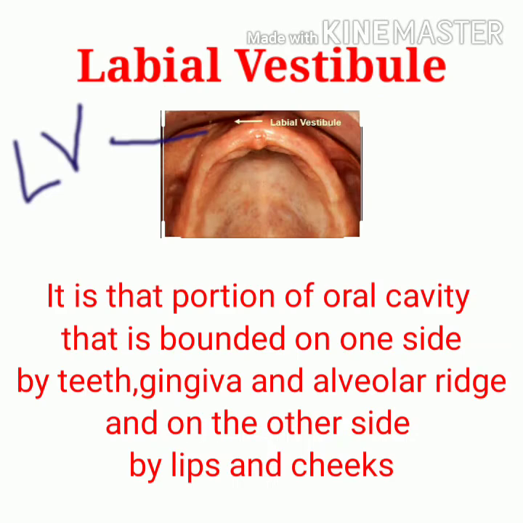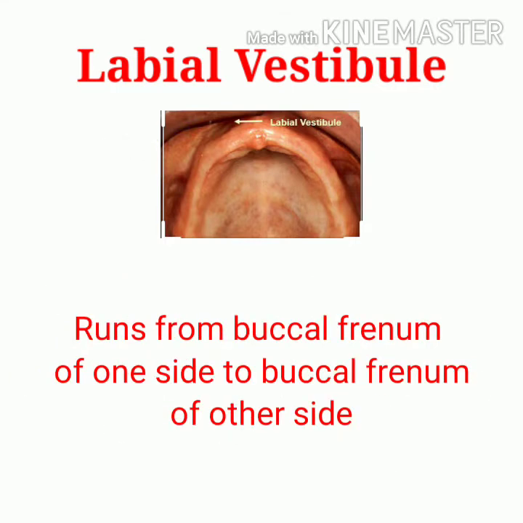Now the second is labial vestibule. It is that portion of the oral cavity that is bounded on one side by the teeth, gingiva and alveolar ridge and on the other side by the lips and cheeks. You can see here एक साइड से teeth, gingiva and alveolar ridge और दूसरी साइड से lips और cheeks. It extends from buccal frenum of one side to buccal frenum of other side. So it is in U shape.